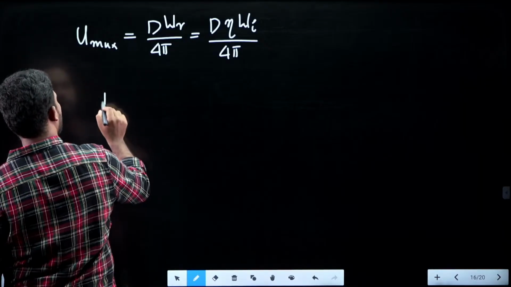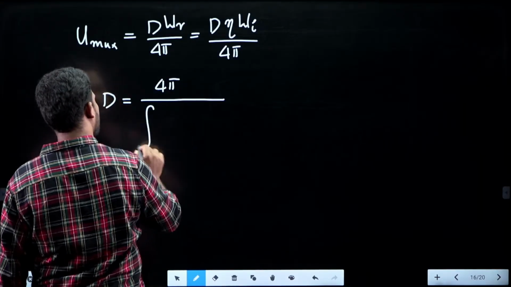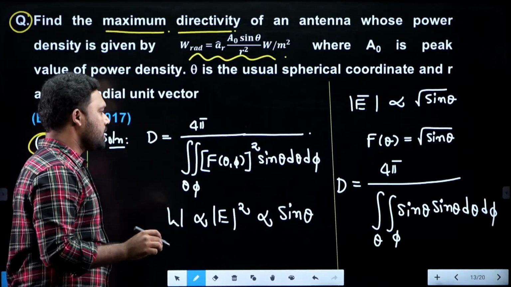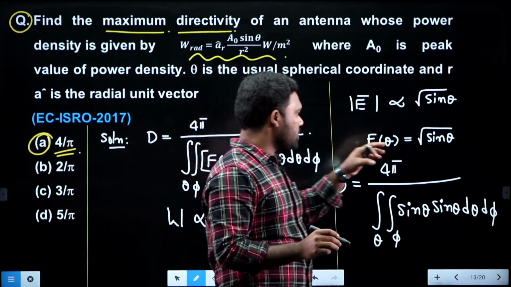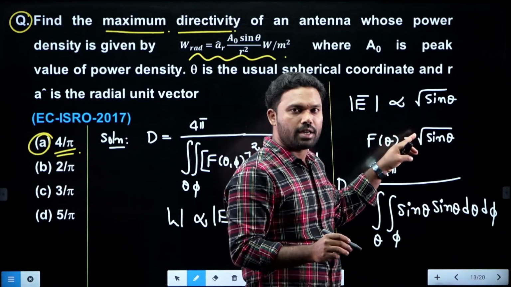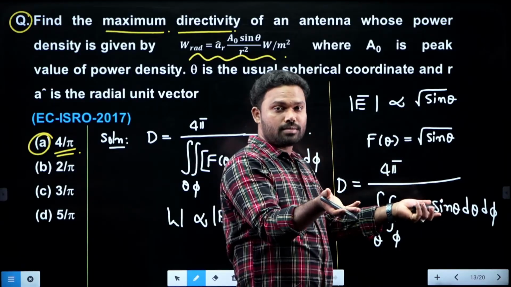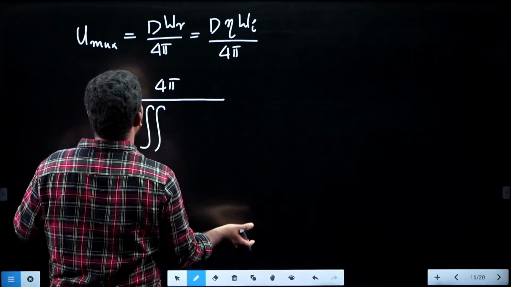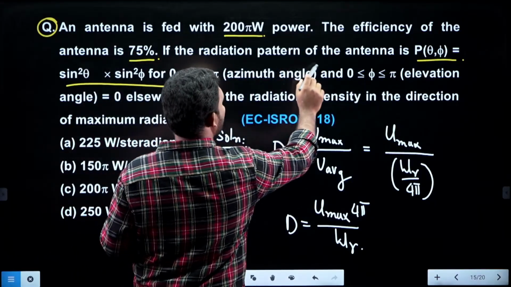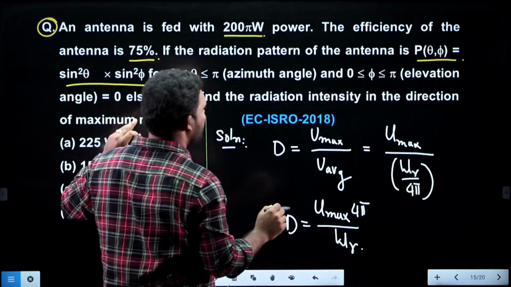So, how do you find the directivity D? It is 4 pi divided by the integral of f of theta comma phi. See, I am going back to the previous question. F of theta is a normalized radiation pattern. It is related to the electric field and magnetic field. So, the square of the electric field is related to the power. So, directly that is what the power radiation pattern given in the question is. This is a power radiation pattern, P of theta comma phi.